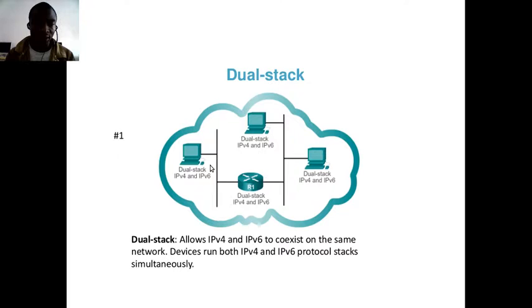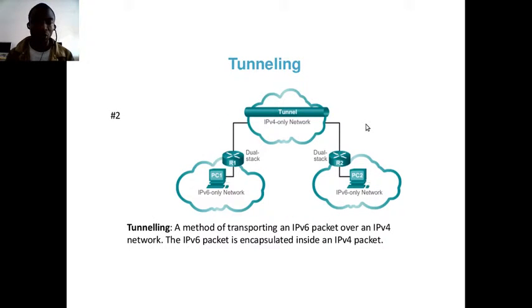A typical example would be Windows 7, which can be configured with an IPv4 and an IPv6 address. So that's a typical example of a dual stack technology. The next transition mechanism here is the tunneling.